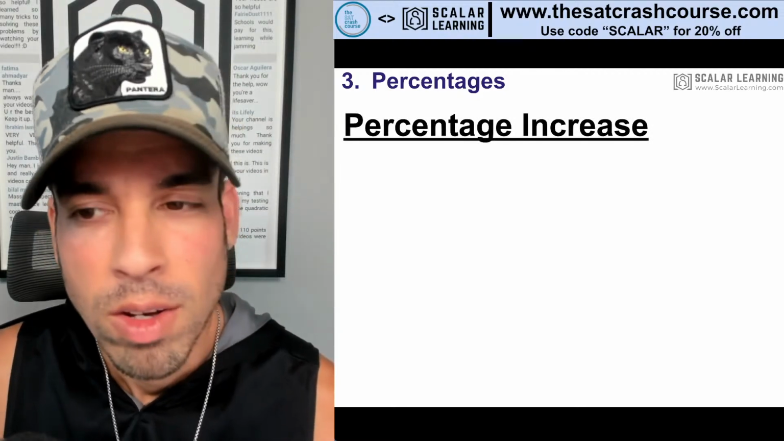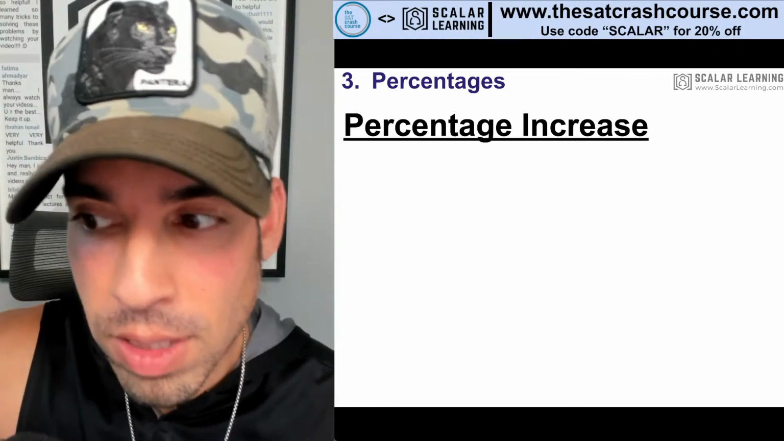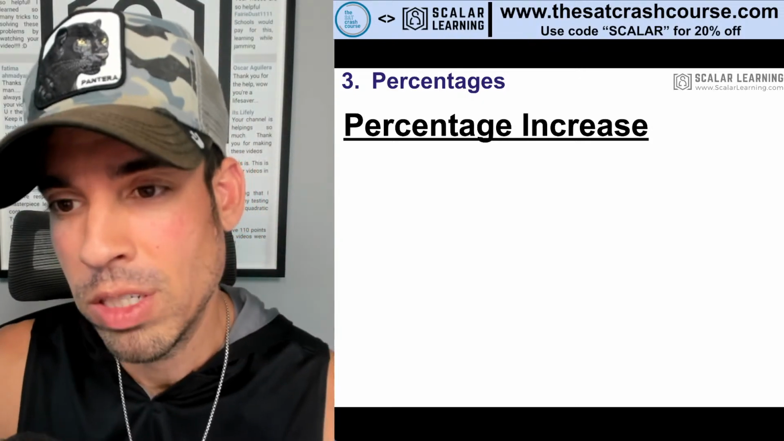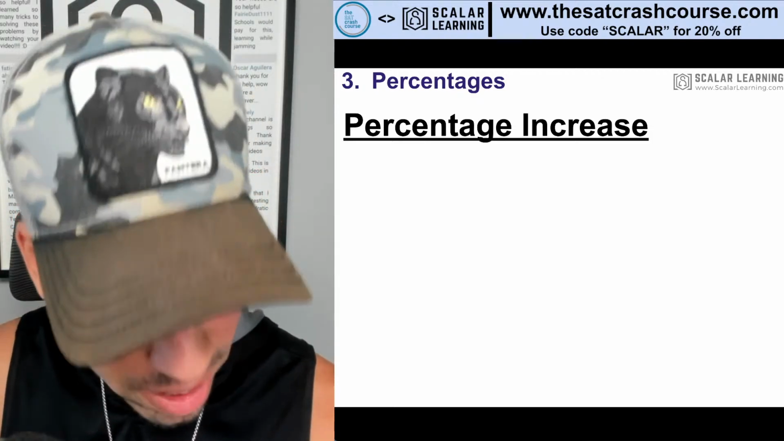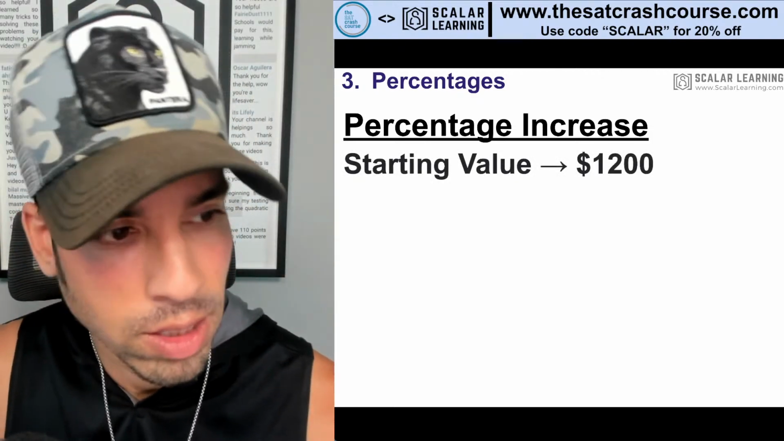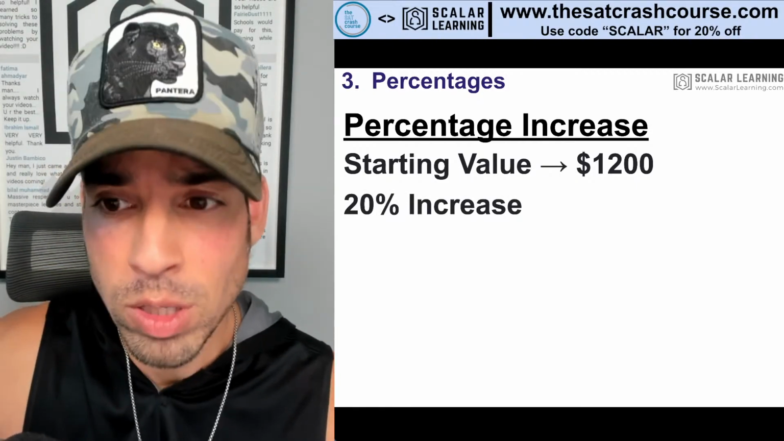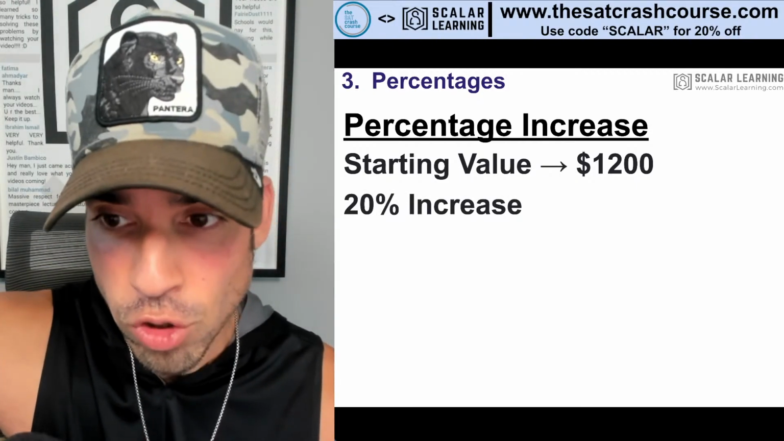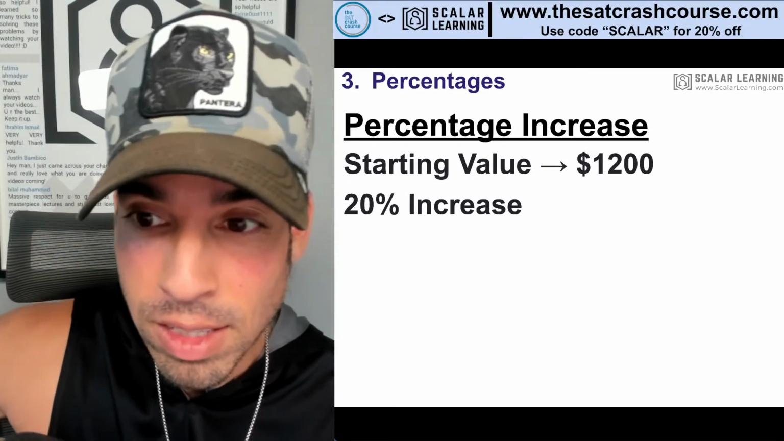Okay. Now, what about when they say a percentage increase versus a percentage of something? This word increase or decrease, okay, they're a little bit different. There's something extra that we have to take into consideration. Let's take an example here. Starting value of 1,200, and we want a 20% increase. We're not trying to find 20% of 1,200. Well, we are, but an increase means we find 20% and then we add it back onto the original.